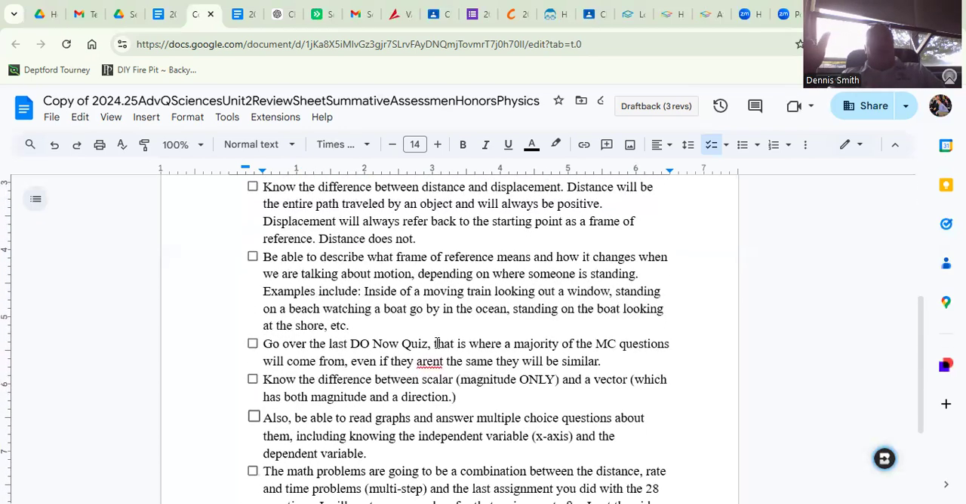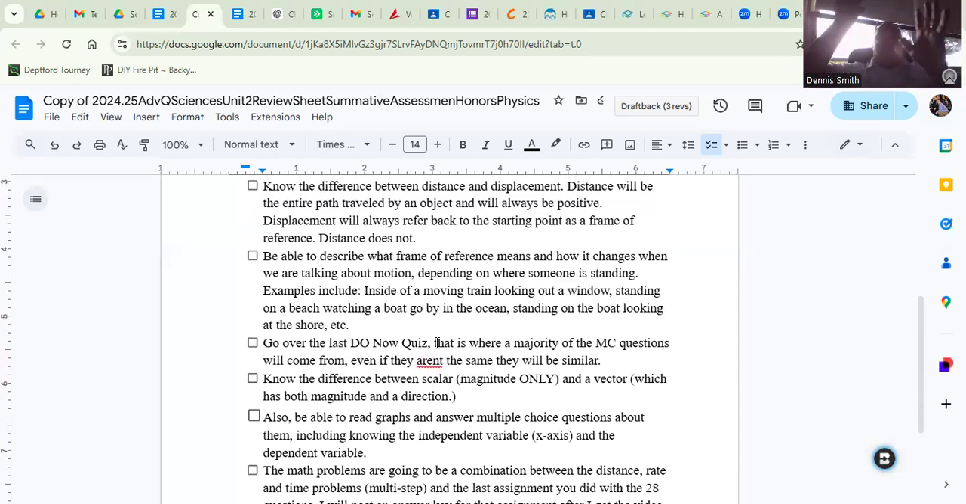Know the difference between distance and displacement. Remember, distance is the entire traveling piece, curves, everything involved. Displacement is from the starting point, draw a straight line, excuse me, to the end point. Okay, straight line from the starting point to the end point. It's not all the other pieces in between. So keep that in mind when we're talking about distance and displacement. Distance can only ever be a positive number. Displacement will always refer back to wherever the starting point was as a frame of reference.